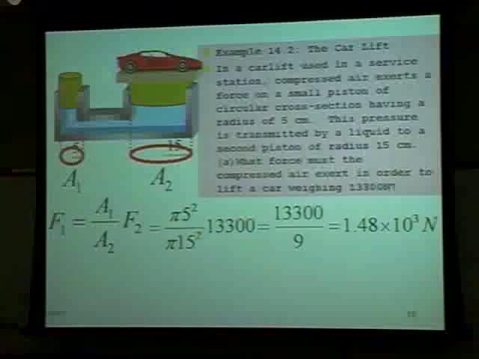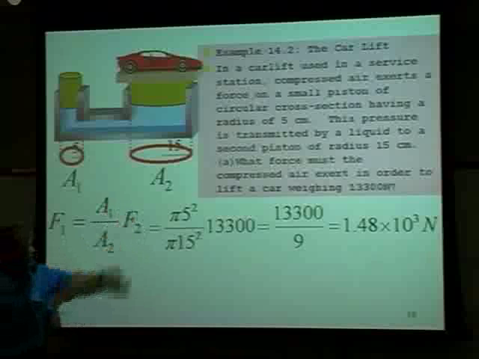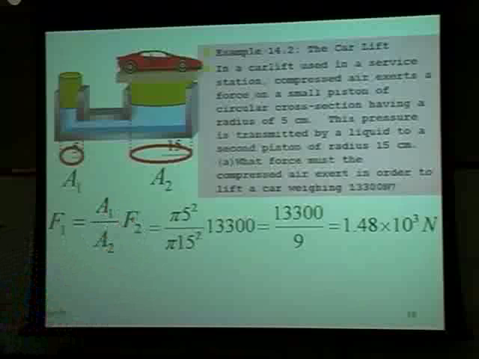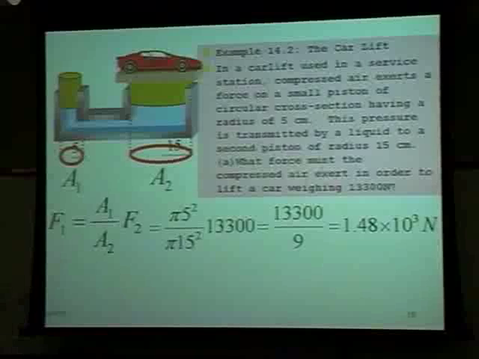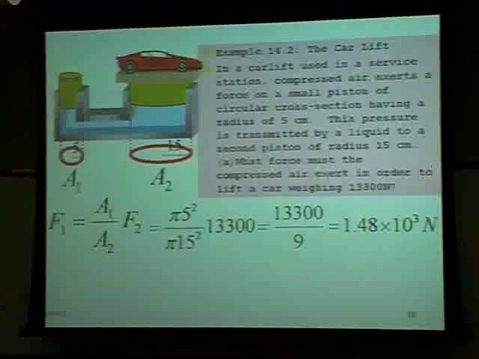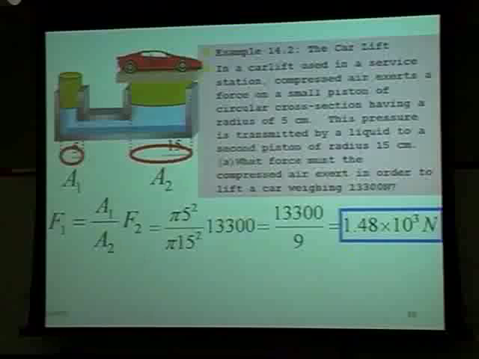So the area of this circle is going to be pi r squared, pi times 5 centimeters squared. And the area of this circle will be pi times 15 centimeters squared. Pi's cancel out, and I'll have 1 over 3 squared, or 1/9. So I need a force of 1.48 times 10 to the 3 newtons, which is 1/9 the actual weight of the car.